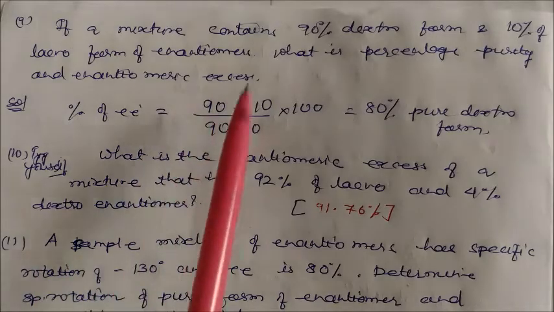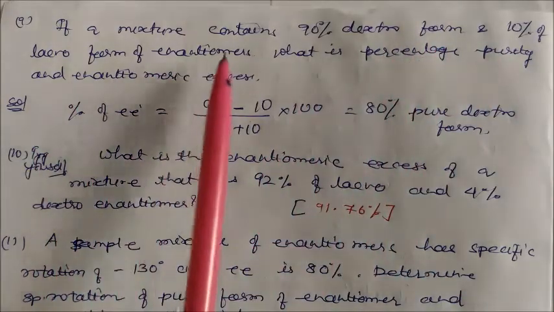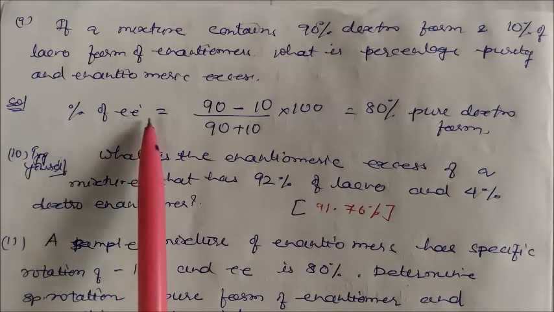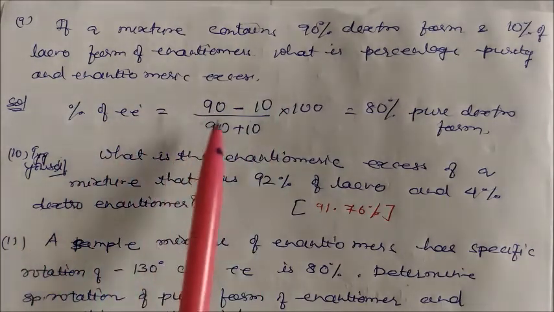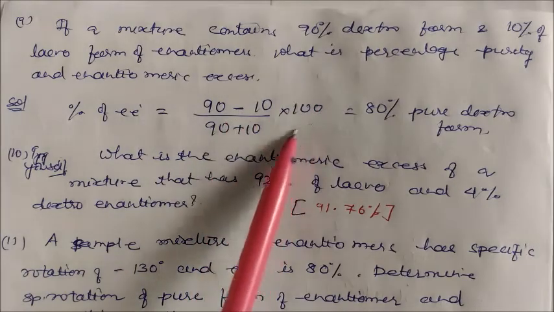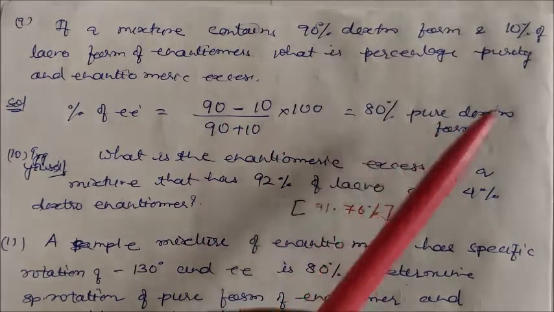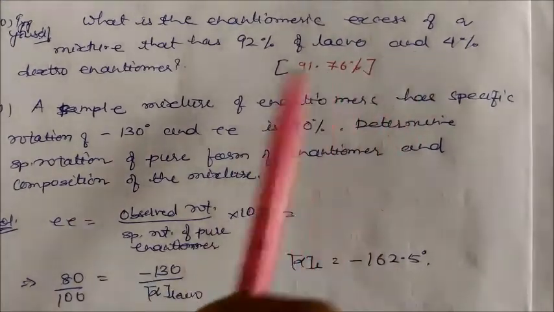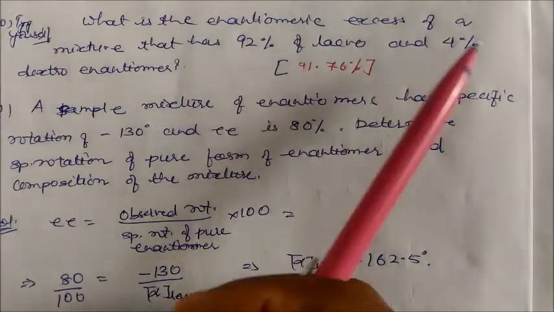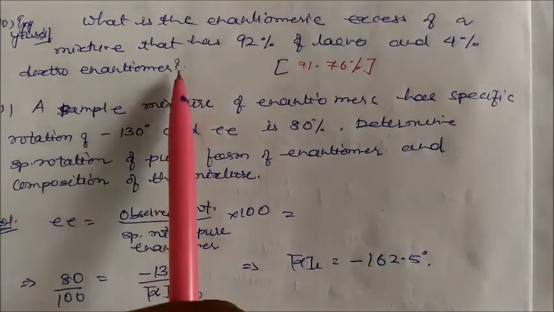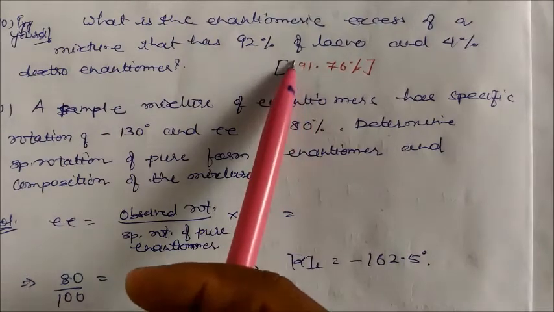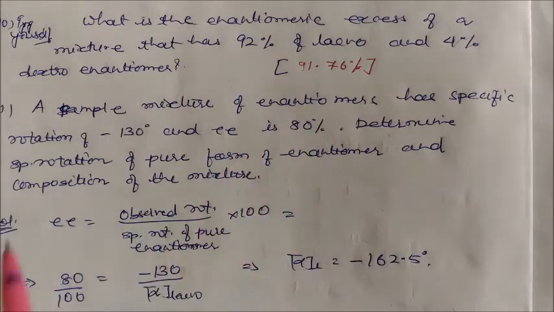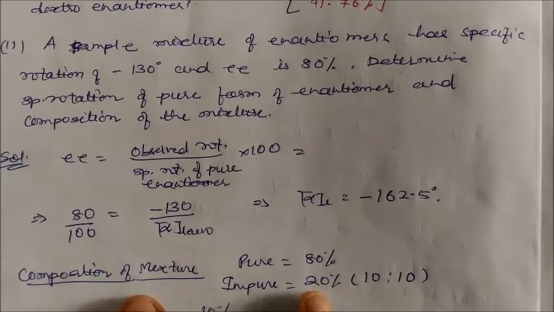If a mixture contains 90% dextro form and 10% levo form of the enantiomer, what is the percentage purity and enantiomeric excess? Same formula: percentage of enantiomeric excess is 90 minus 10 divided by 90 plus 10, multiplied by 100. So the answer is 80% pure dextro form. What is the enantiomeric excess of a mixture that has 92% of the levo form and 4% of the dextro enantiomer? Try this like the previous one. The answer is 91.76%.